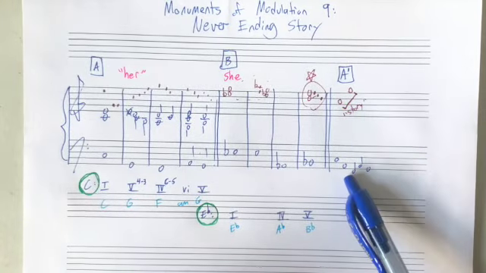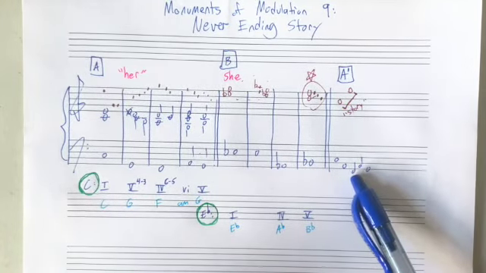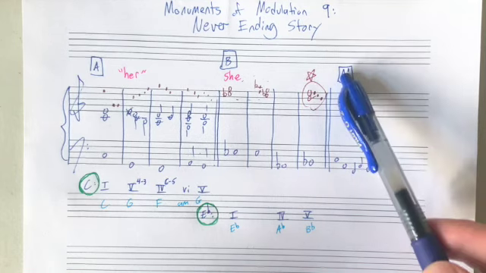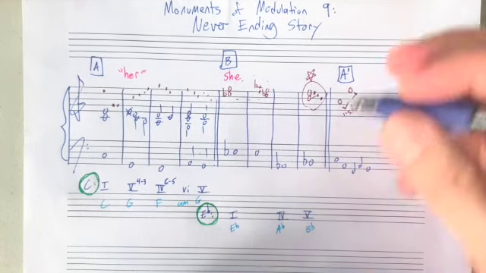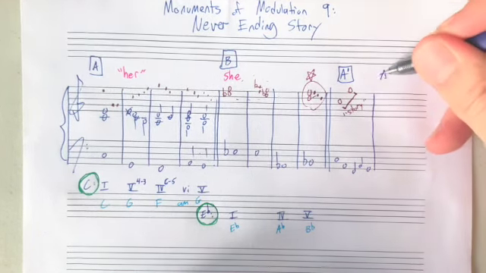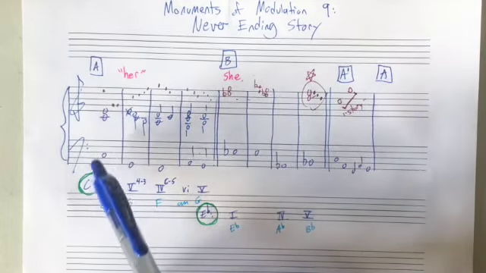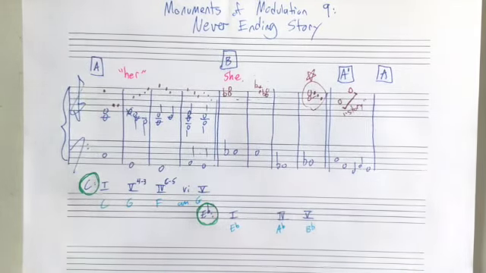Story. That's what is different about A prime from A. Then it does A again, both as an intro and as a verse again.